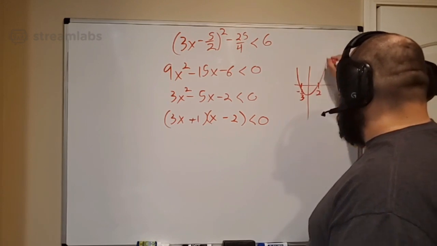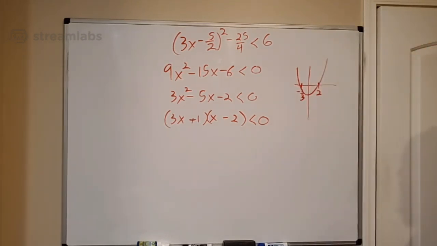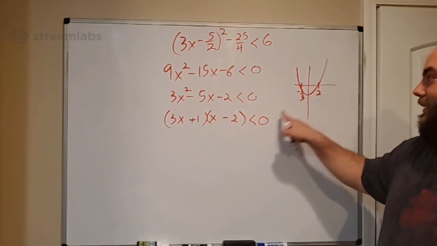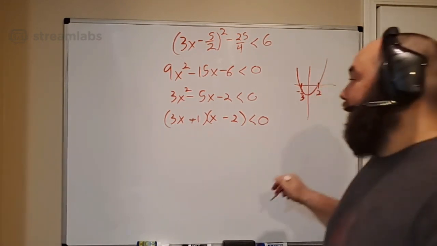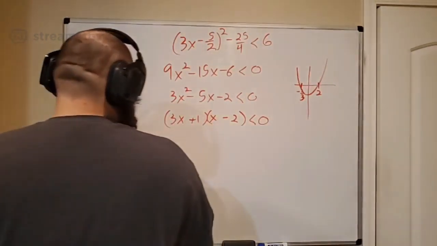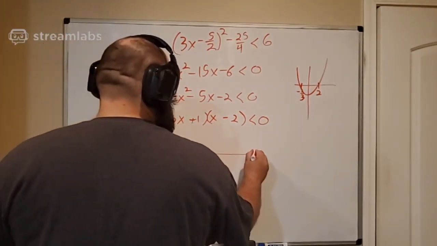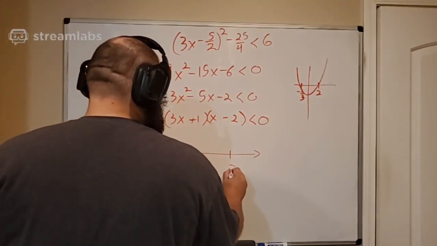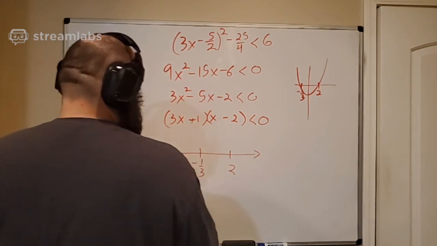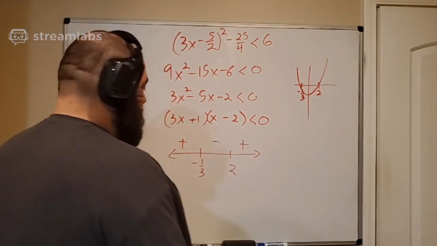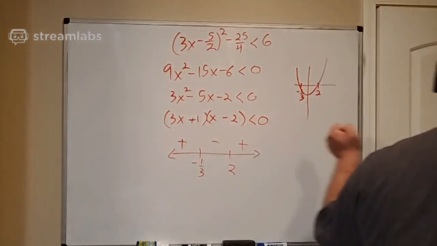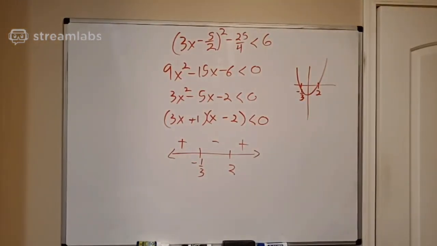So where is this parabola less than 0? In between there. So you should know that being the answer. However, if you can't remember that, you can do a number line with the values of 2 and negative 1/3 on there. Numbers over here will be positive, numbers here negative, numbers here positive. And since you are looking for less than 0, you're looking for numbers that are negative. So the answer is the numbers from negative 1/3 to 2.